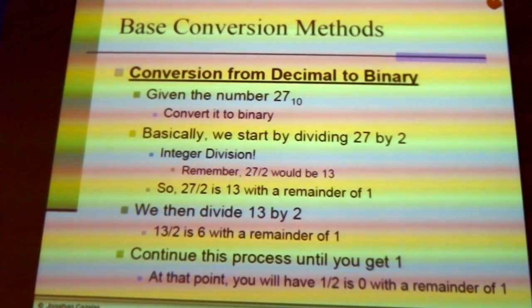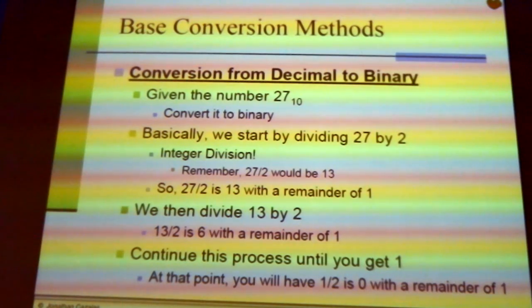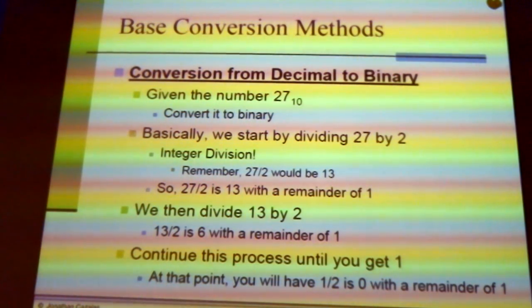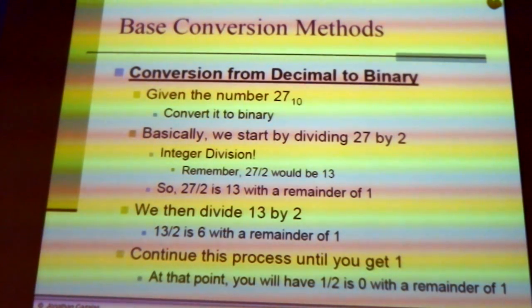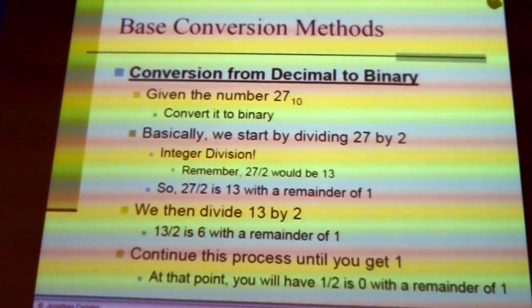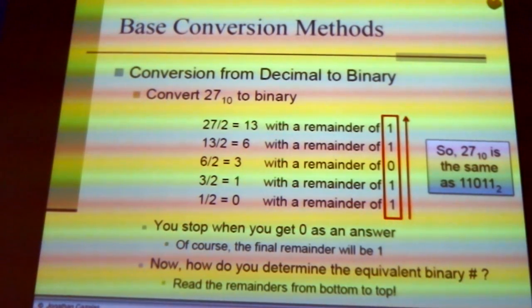Then we take that 13 divided by 2, and that ends up being 6, and you still have a remainder of 1. And you continue the process until you get to 1. So at that point, you'll have 1 divided by 2 is 0, with a remainder of 1. So you get down to the last calculation.